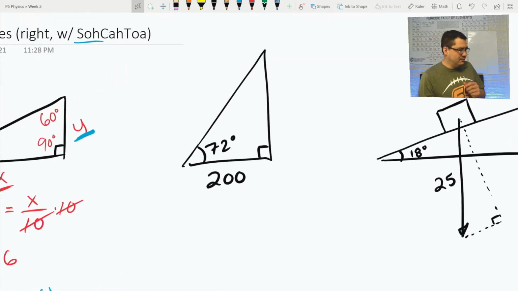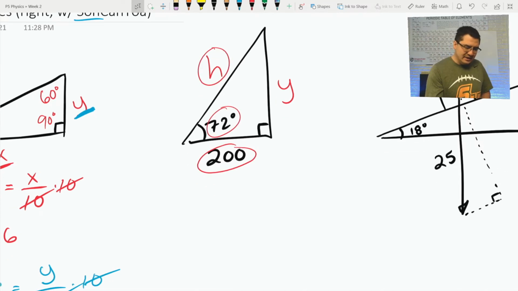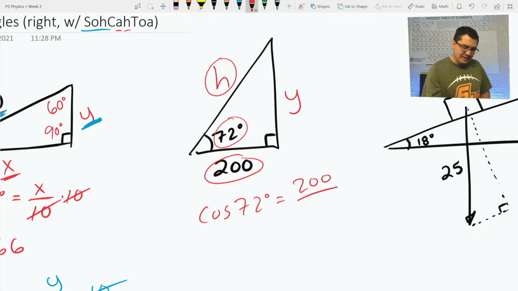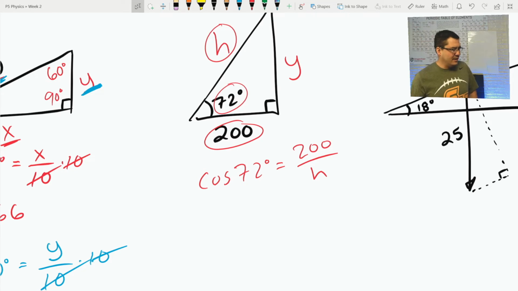We'll do another one. This one we don't know the hypotenuse, so let's just start with the hypotenuse. I'll call it h. We'll call this y. And let's solve for it with this, and this. So again, that's the adjacent side, and the adjacent side and the hypotenuse go with cosine. So I can say the cosine of 72 degrees is equal to the adjacent side over the hypotenuse. Now to solve for the hypotenuse here, we got to get it out of the denominator.